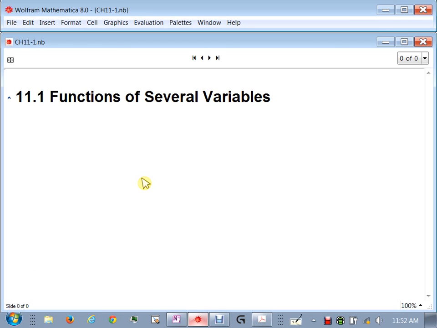Chapter 11. Can someone tell me what the chapter is called? Look at the very beginning of the chapter. Partial derivatives. The chapter is called partial derivatives. All right. I didn't remember that. I thought it was going to be multiple. No, that's chapter 12. Never mind. I'm confusing them. Partial derivatives.